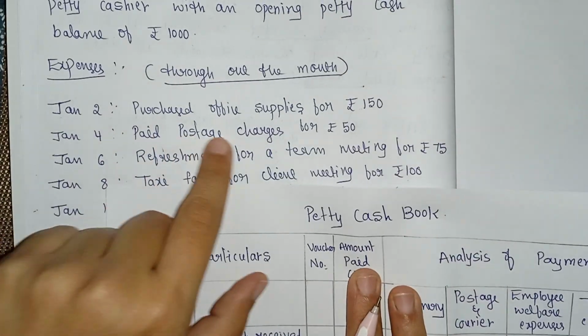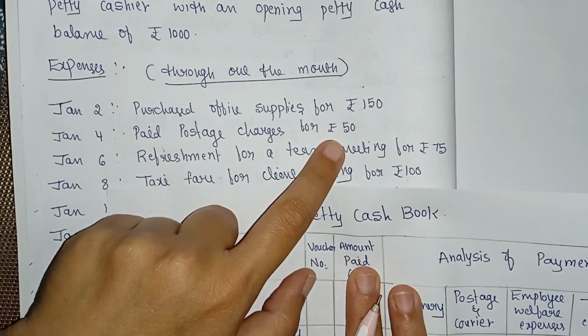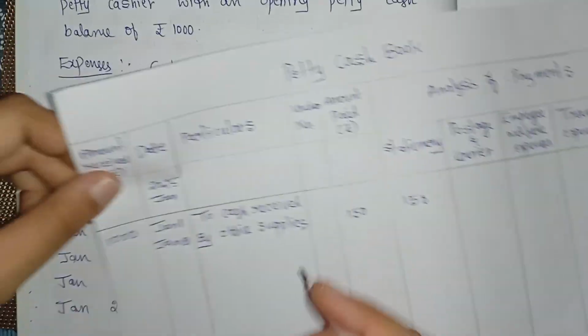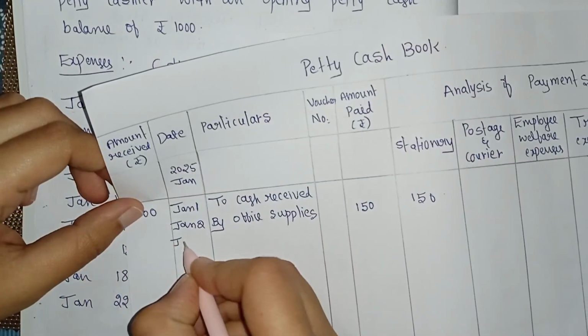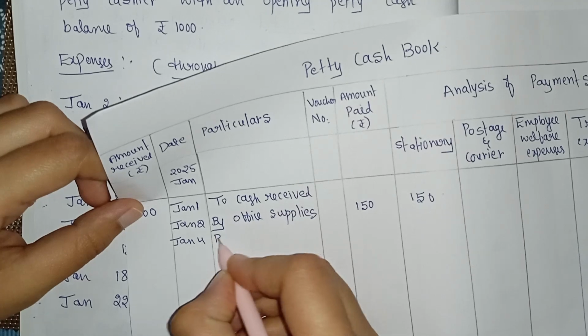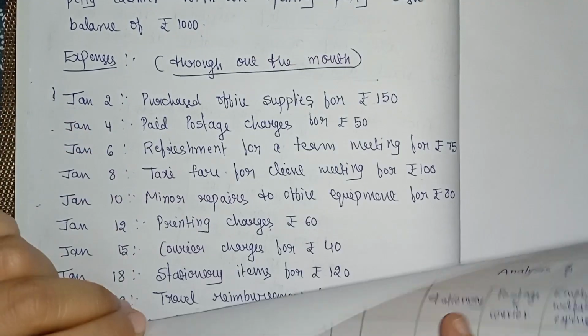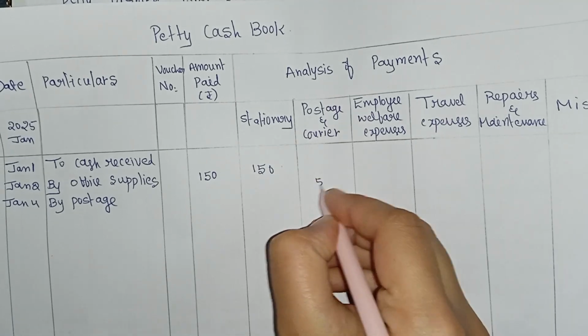Next one, paid postage charges for rupees 50. Postage charges which falls under postage and courier. Jan 4th, by postage, rupees 50.